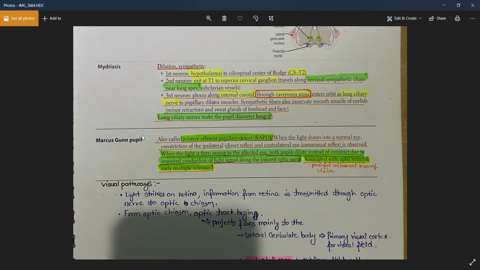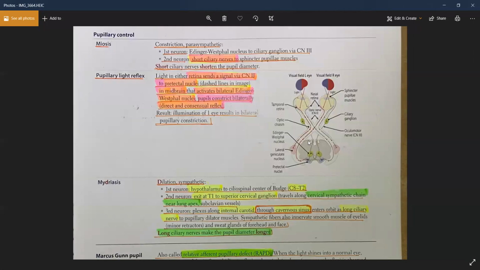So similar to the relative afferent pupillary defect, you're also having a relative efferent pupillary defect, in which you're having damage in the third cranial nerve, the motor nuclei, or sorry, you can say the Edinger-Westphal nuclei of the third cranial nerve. As a result, if you shine the light in the normal eye, you can have a direct response, but not the consensual response. If you shine the light in the abnormal eye, you will have the consensual response, but not the direct response. Are you getting my point? Yes. And that is known as the relative efferent pupillary defect.